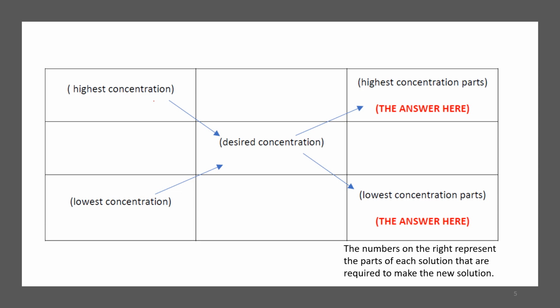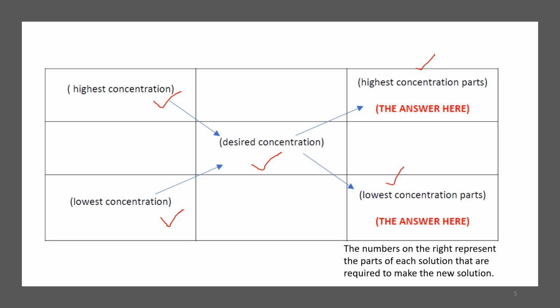First, the highest concentration of the mixture. Second is the lowest concentration. Here is the desired concentration that you intend to prepare. To put the values here, you subtract the desired concentration from the lowest concentration here. You put the answer here, and then you subtract the desired concentration from the highest concentration here.